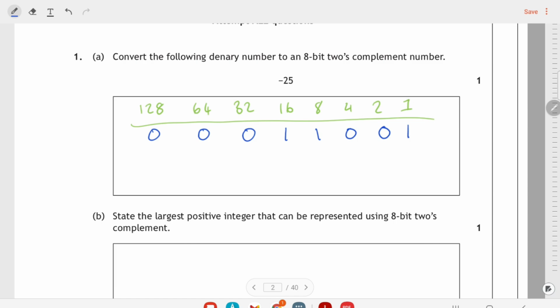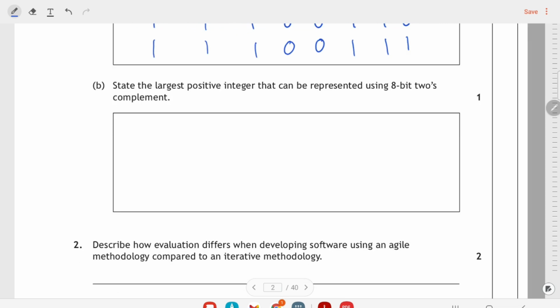Then I flip the bits, which means that all the zeros become 1s and vice versa. And then I add 1. And this is a nice easy one because it's an odd number. In the last column, I can just add the 1 in there. So 1, 1, 1, 0, 0, 1, 1, 1. And that's my answer.